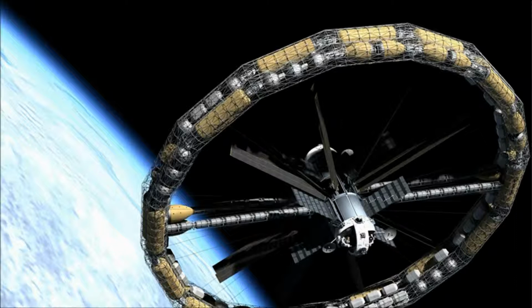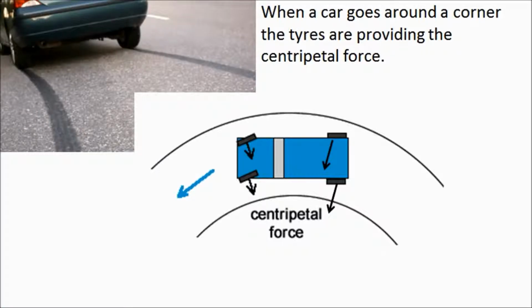So you can simulate artificial gravity using this principle. Let's have a look at one last example of centripetal force. Here we are, car going around a corner. When the car goes around the corner, it's the tyres that provide this centripetal force. It's the tyres that are pushing inwards towards the centre.